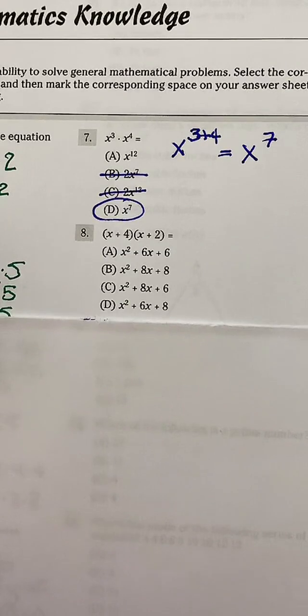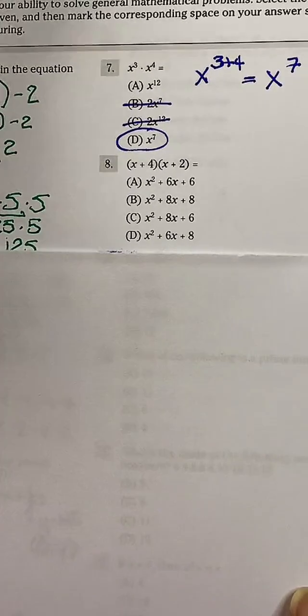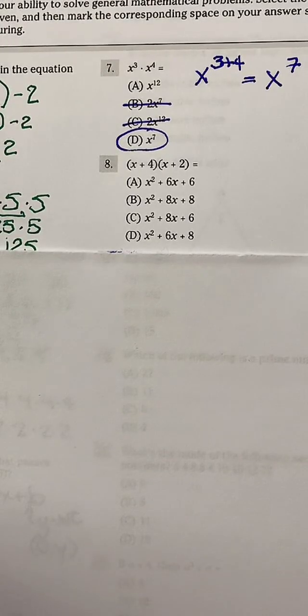Now for the next one, we have x plus 4 times x plus 2. So it looks like we are going to be multiplying. A lot of you guys know it as FOIL. Some of you guys may do the box method. Okay. But is your answer A, x squared plus 6x plus 6? Is it B, x squared plus 8x plus 8? C, x squared plus 8x plus 6, or D, x squared plus 6x plus 8?